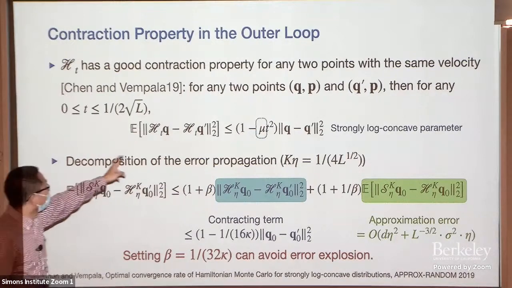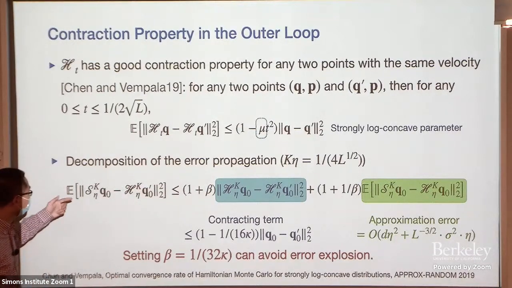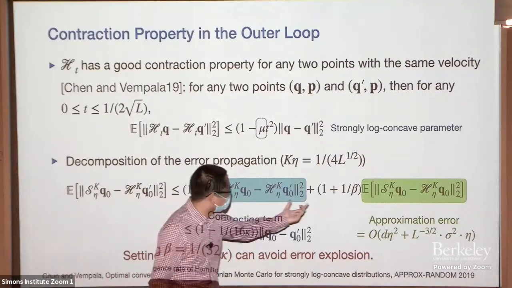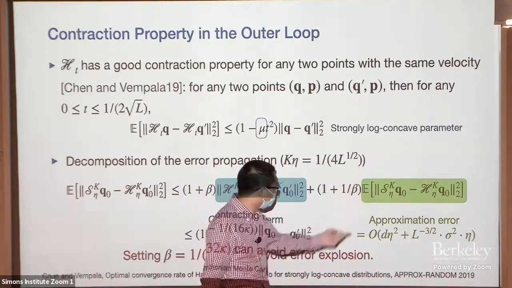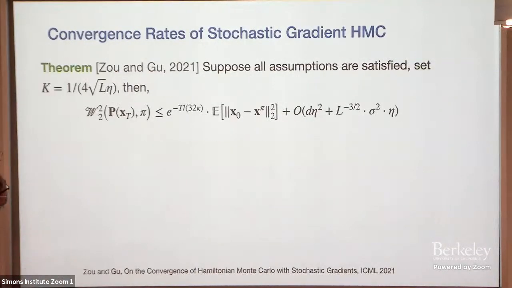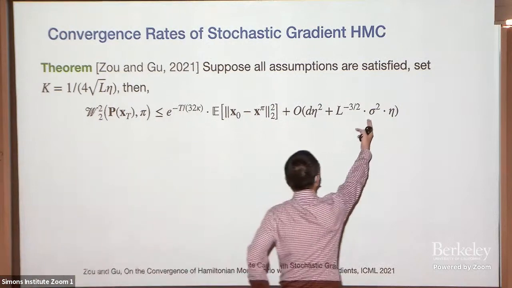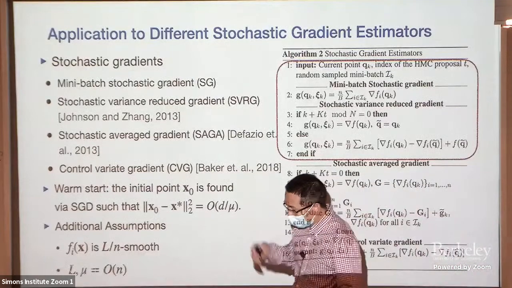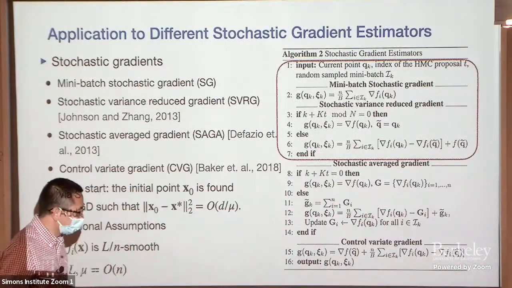Okay, we have this contraction, and then we further apply another Young's inequality, combining the sampling error by this contraction error as well as the approximation error we proved in the inner loop analysis. Okay, and then with some parameter choice, we are able to prove this main result. So this is the convergence rate of stochastic gradient HMC for any stochastic gradient estimator with bounded variance sigma squared here.